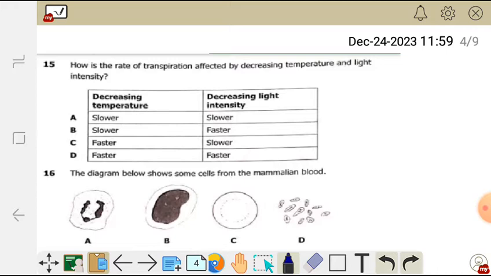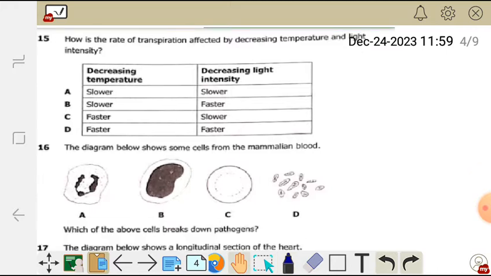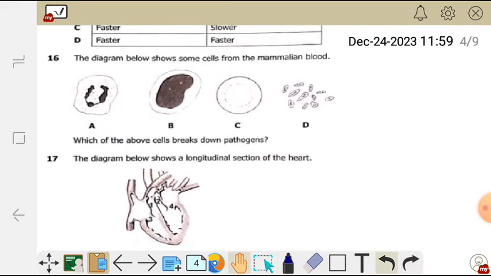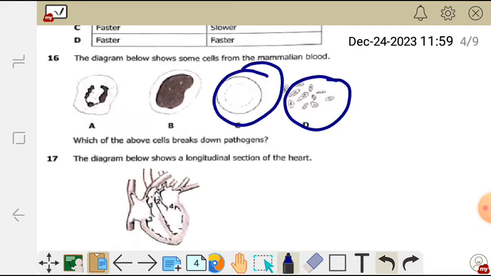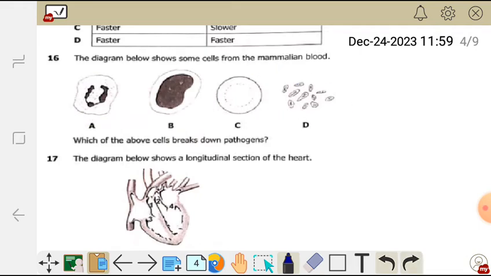Question 16. So question 15, the correct answer is A. Question 16, the diagram below shows some cells from the mammalian blood. So these are the cells from a mammal. Which of the above cells break down pathogens?